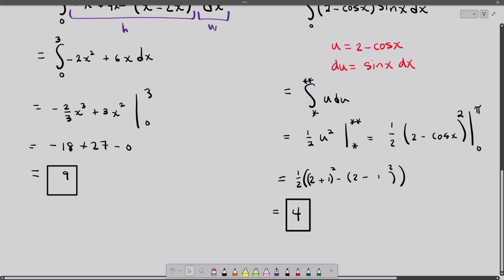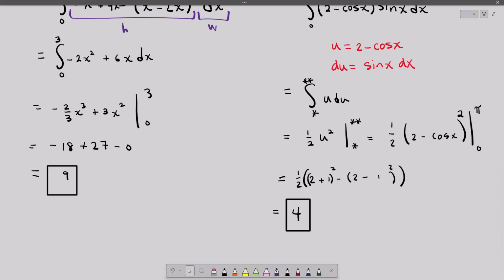So this is our antiderivative, and it has to be squared because it's u squared. So plug in the pi, square it, plug in the 0, square it, take the difference, and then multiply by half. I'll double check it right now since time is up. I think that's right. Thank you for noticing.